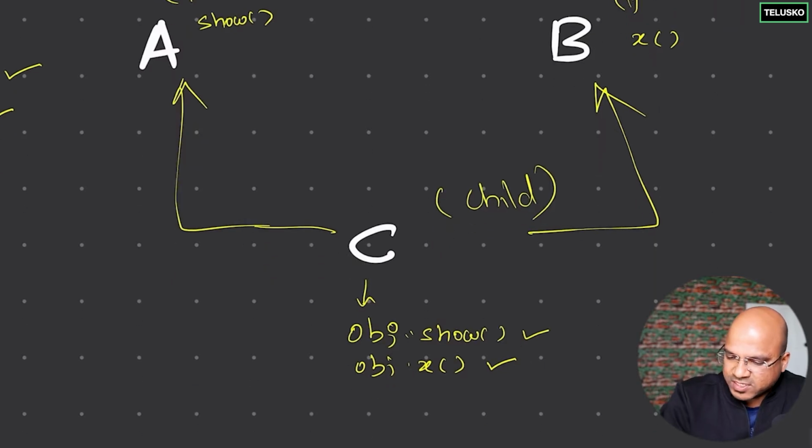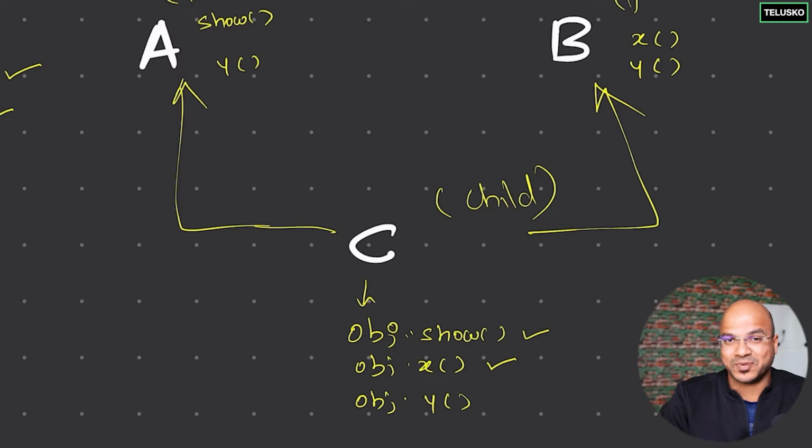But what if there's a method called Y, which is there in A and B both? Now if you're trying to say obj.y, the problem is from C, we don't have it, and A and B both have this method. Which one will you choose? That's a confusion, right? It is almost the same as, let's say your phone is dead, and now you want to call someone, so you can ask your parents, and both parents have a phone. Which phone will you choose?